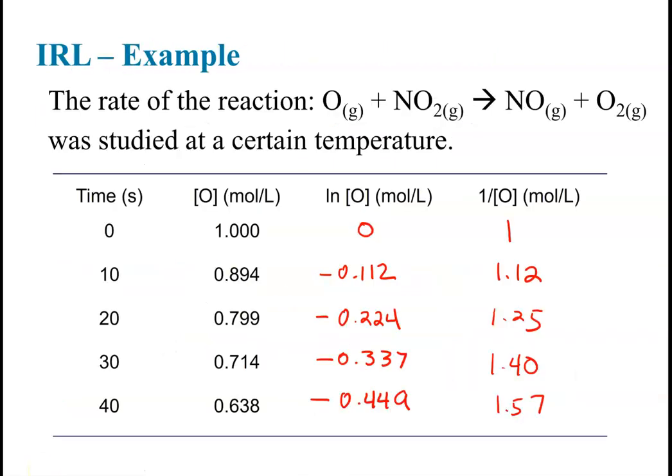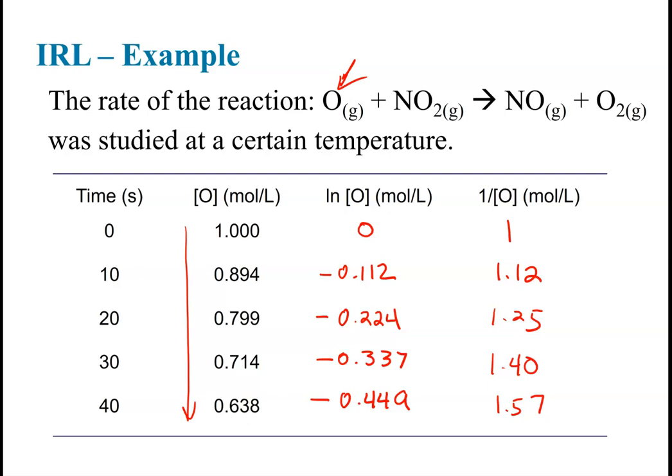Now I get it. That seemed like a whole lot, right? So how would we typically run through one of these analyses for a typical reaction like the one you see here? The rate of this reaction above was studied at a certain temperature. And what we did was we monitored the concentration of one reactant, O, over time, and we found this.